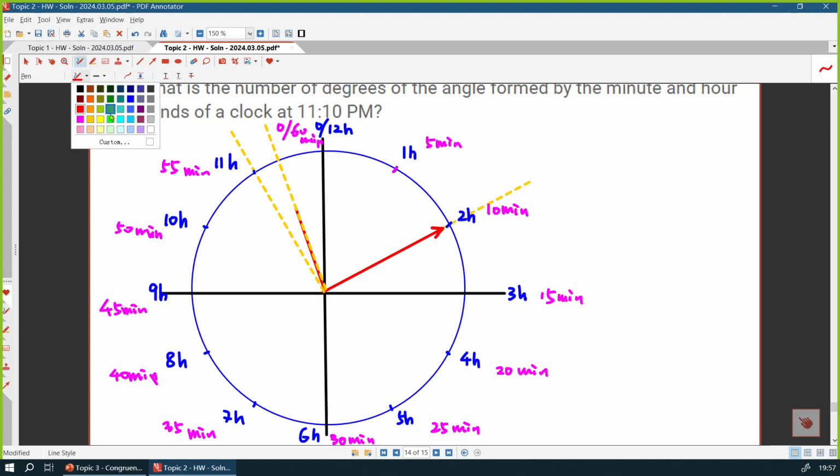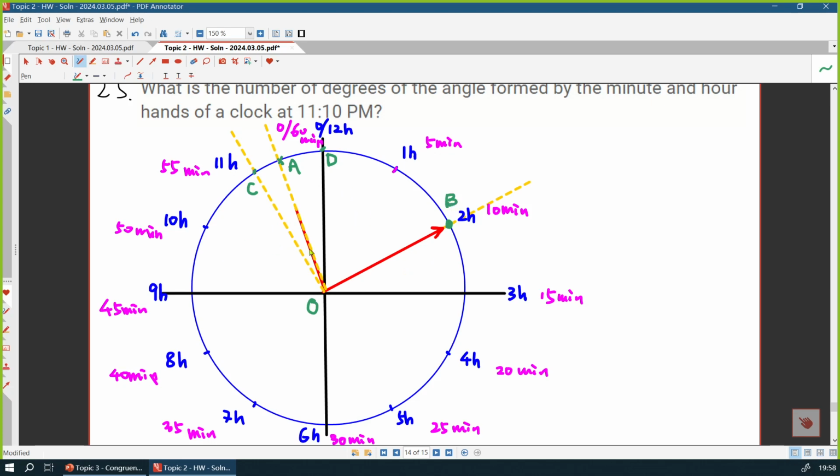So your task is to find the angle formed by the minute and hour hands, which is, well, let's label some points. Let's call this point A, C, O. Let's call this point D, and then this point is B.